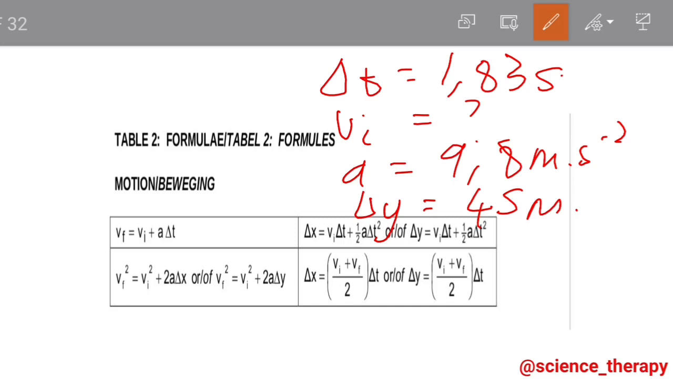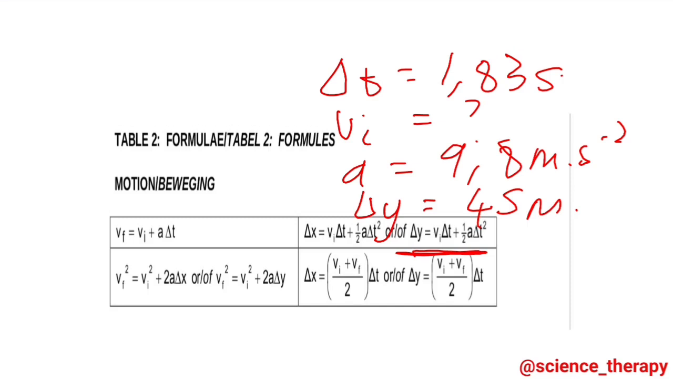So which one has VI, change in T, change in Y, and A? We can see that it is this one, right? So change in Y, check. VI, we are looking for a check. Change in T, check. And then we have acceleration, check. So now that you have that, you write your formula.